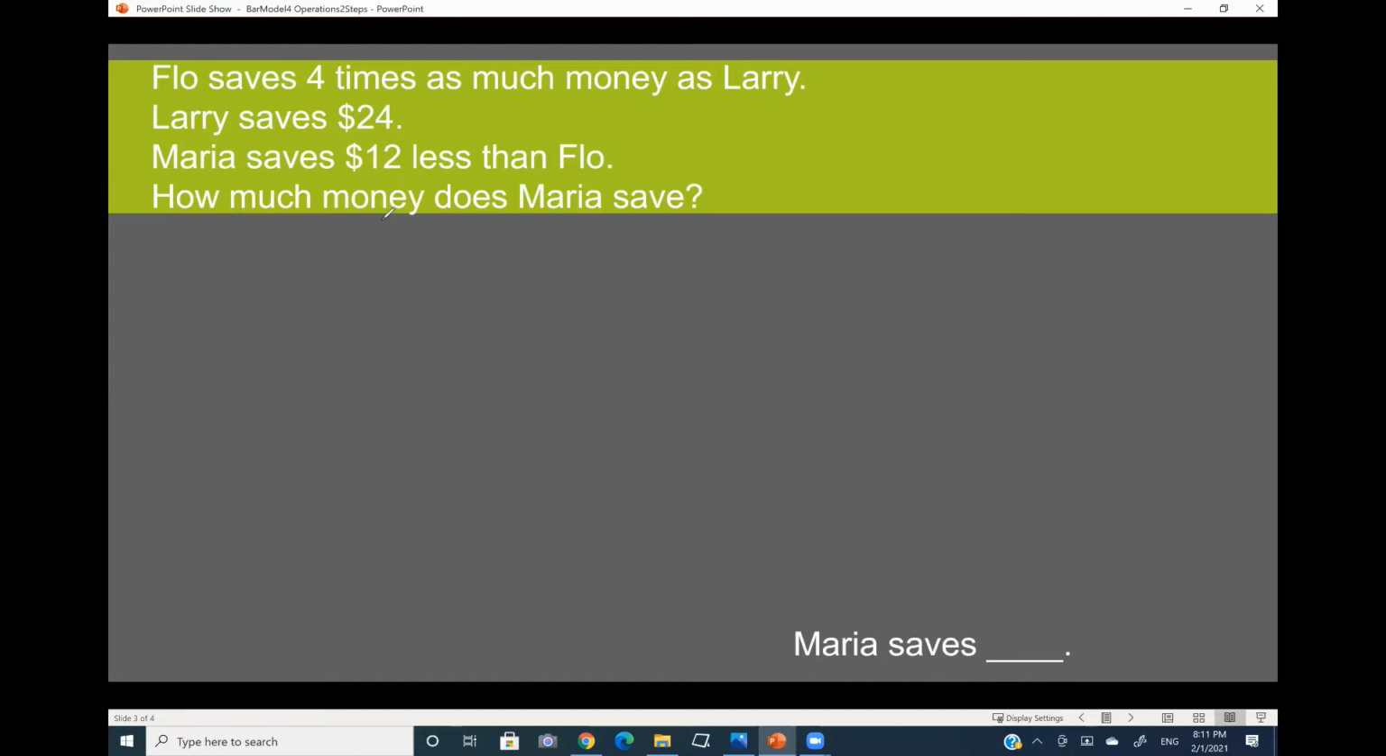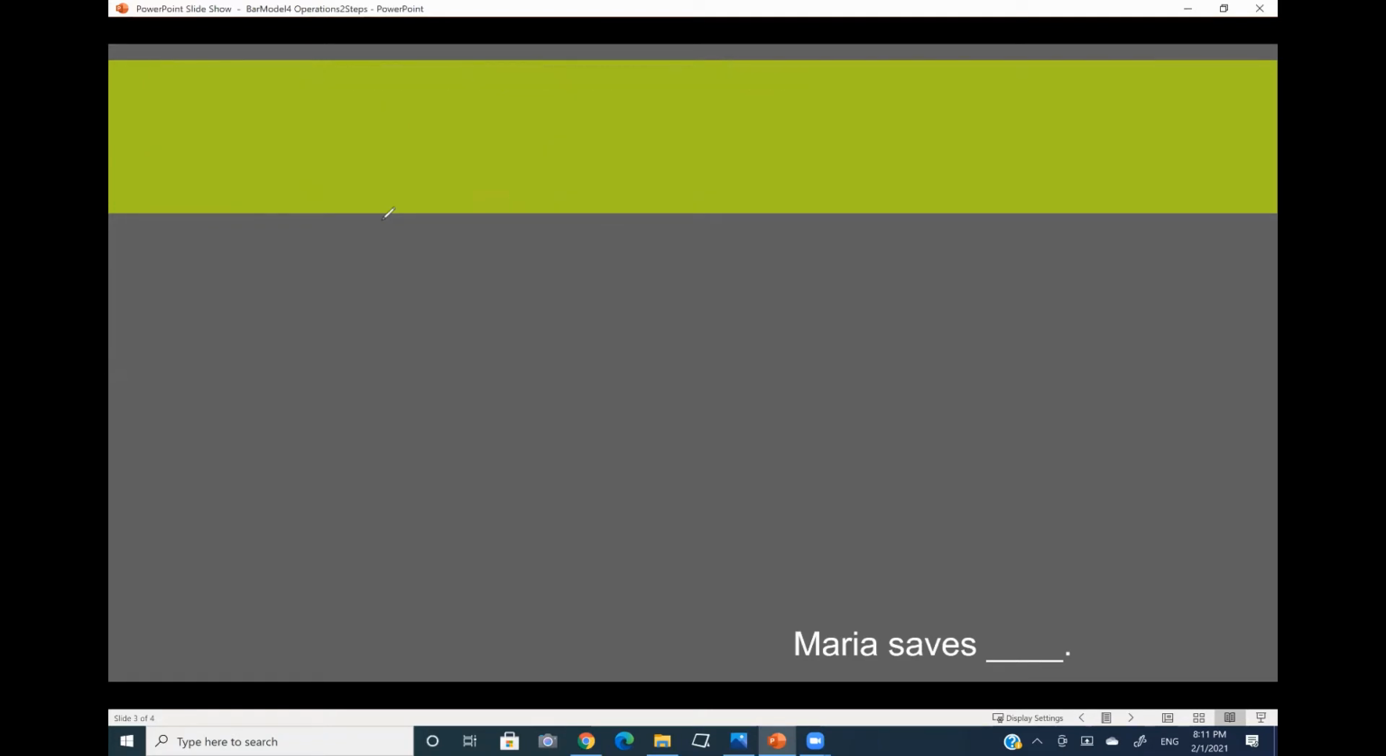Now, keeping that in mind, I'm going to start reading the problem sentence by sentence, and I'm going to be representing each sentence with a picture, in this case, our model. So let's start with the first sentence. Flo saves 4 times as much money as Larry. Now I know that 4 times implies that I need to multiply by 4. So Flo has 4 times more than Larry. Let's look at that in a picture.